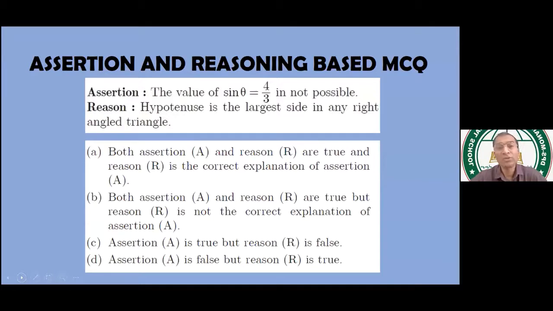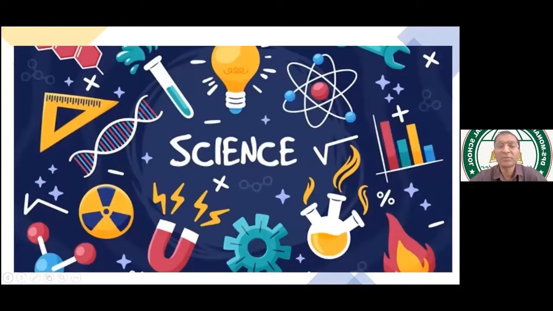So now you have to think carefully. First you have to check whether the assertion is correct, then you have to check whether the reason is correct or not, then you have to check whether the reason is a correct explanation of the assertion. So you will get 4 options like A, B, C, D, and you have to choose one of them. Okay, so these are the categories of the questions from the maths.